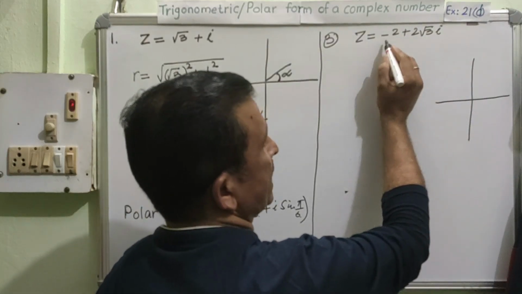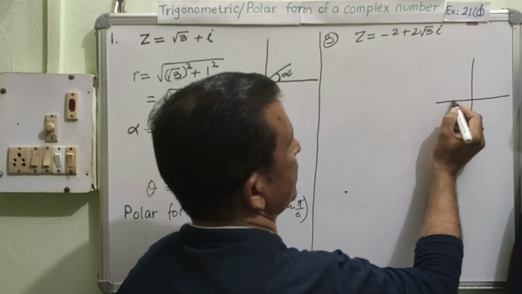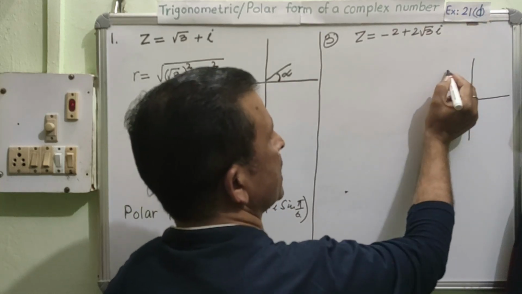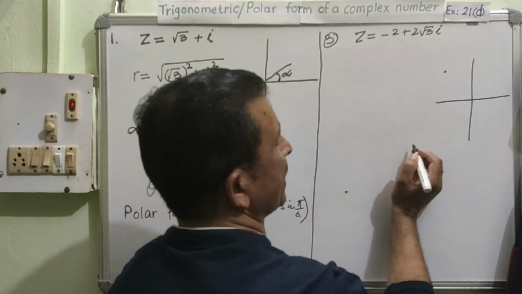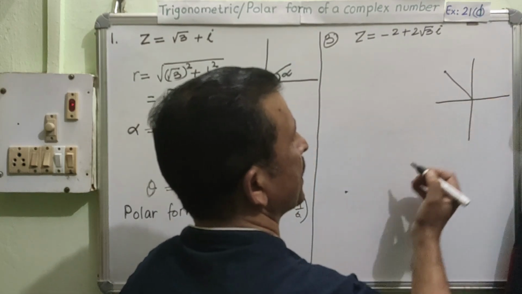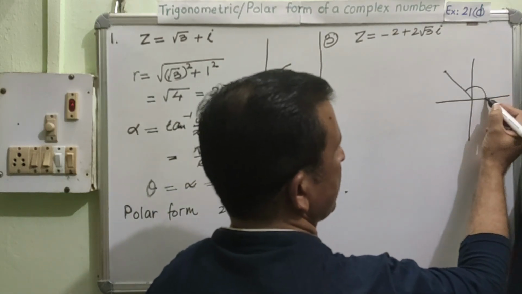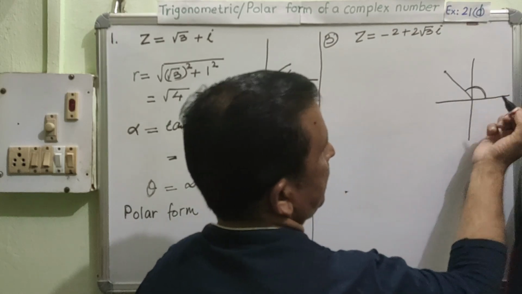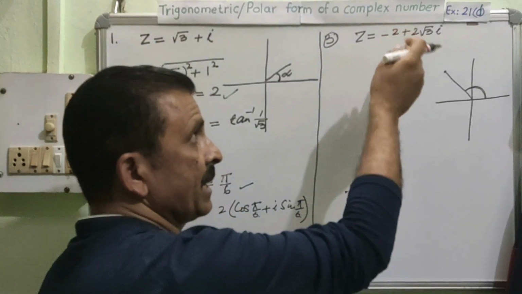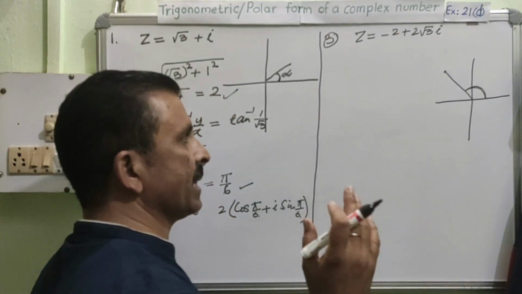This is x is equal to -2. That means it will be on the left side of the origin, on the x-axis. So somewhere this will be -2. And this is 2 root 3, which is positive, so it will go above the origin. That means this is the location of your complex number, somewhere here. Now let us join this with the origin. So now this is your theta. From here we understood that this complex number lies in the second quadrant. So we will keep that in mind and take care.